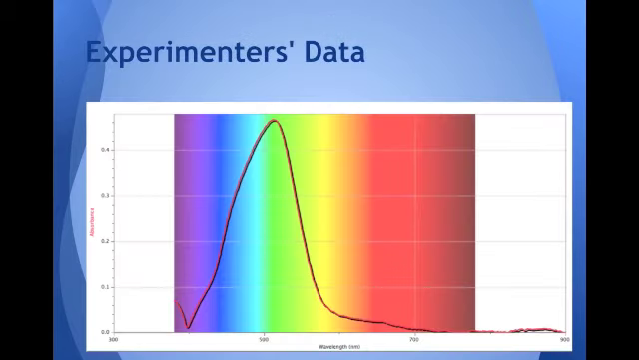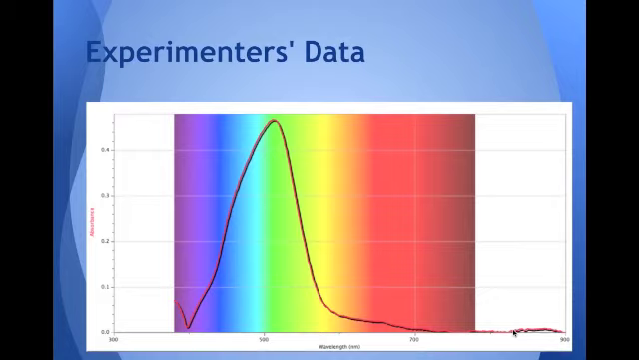So now moving on to the experimenter's data, a graph depicting absorption at various wavelengths was created. As can be seen from the image, the maximum absorption, lambda max, was around 510 nanometers. Because the solution absorbed hardly any photons of 600 to 700 nanometers in wavelength, it appears red to the human eye.